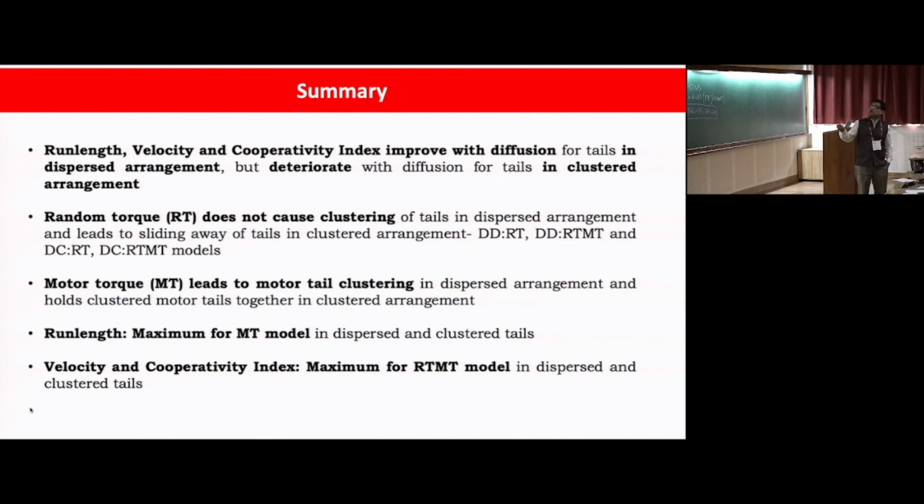The run length, velocity, and cooperativity index improve with diffusion for tails in the dispersed arrangement, but deteriorate with diffusion for tails in the cluster arrangement. Random torque does not cause clustering of the tails in the dispersed arrangement and leads to sliding away of tails in the cluster arrangement. Motor torque leads to motor tail clustering in the dispersed arrangement and holds cluster tails together in the cluster arrangement. Run length is maximum for the motor torque model in dispersed and cluster tails. Velocity and cooperativity index are maximum for the combination of motor torque and random torque model in dispersed and cluster tails. So thank you very much.